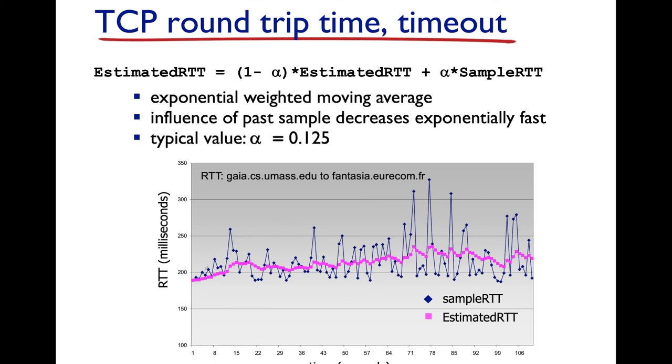And the purple is the estimated round trip time. You can see that when the sample increases, for example, around 16 or 17, the estimated round trip time also increases, but it doesn't increase as dramatically. It's using effectively what you could call the momentum from its previous value and not immediately responding to the new value. And so this exponential weighted moving average is the way that the round trip time is measured inside of TCP.